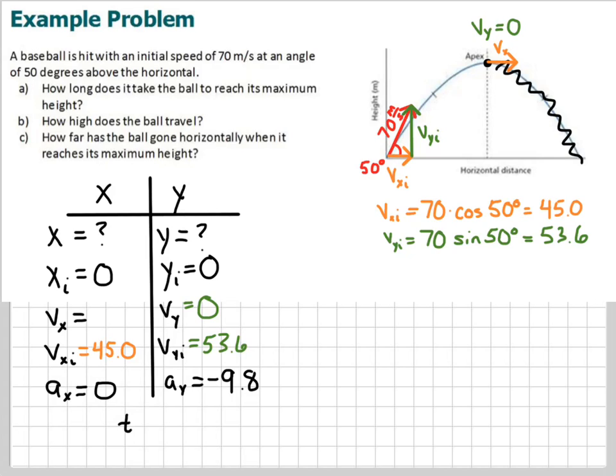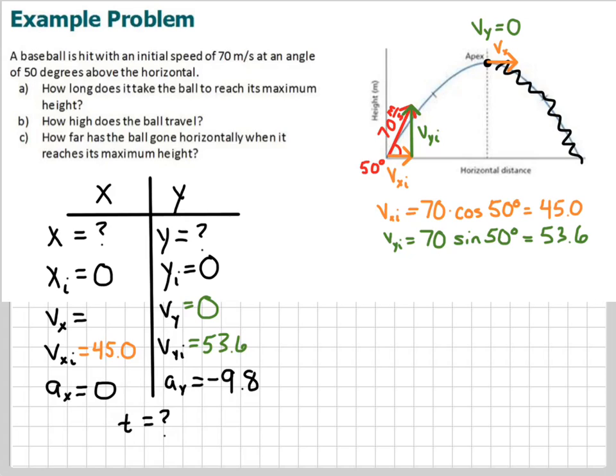Okay, it looks like I have all of my givens except time. I don't know what the time is. I don't know how long it took for the ball to get up to here. But I am interested in finding that out. That's the first thing I want to find out. So let's put a question mark there. Alright, now my given table is filled in as much as I can possibly make it right now.